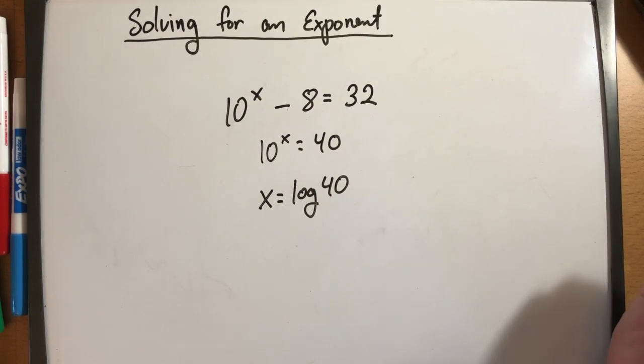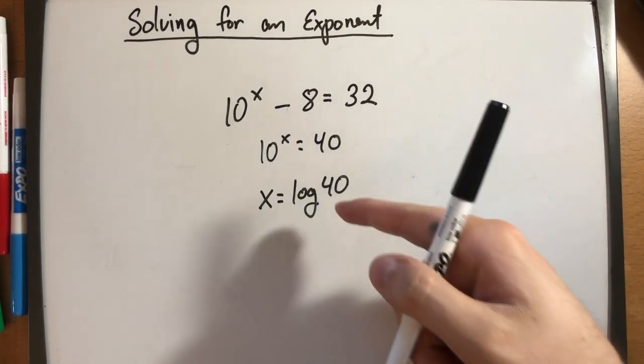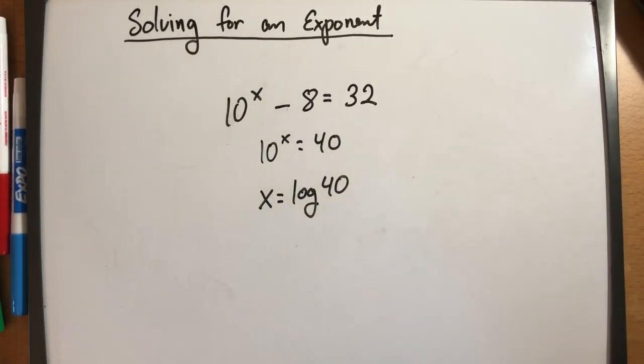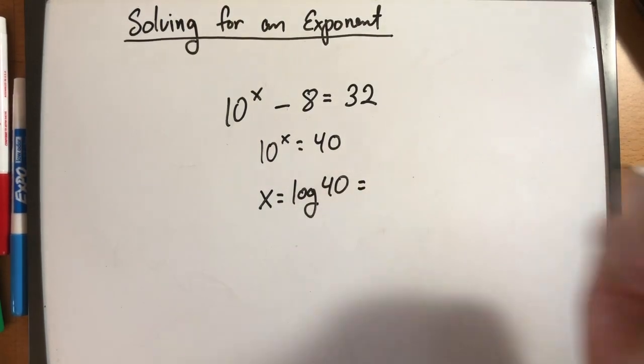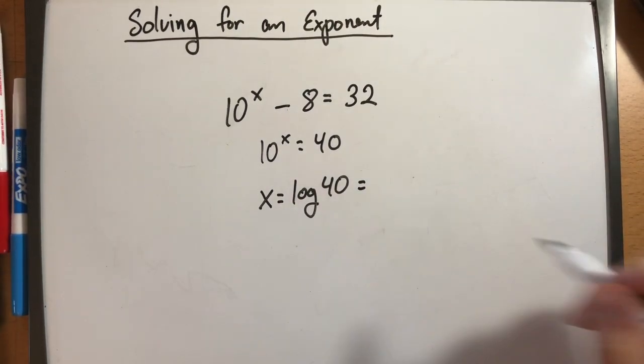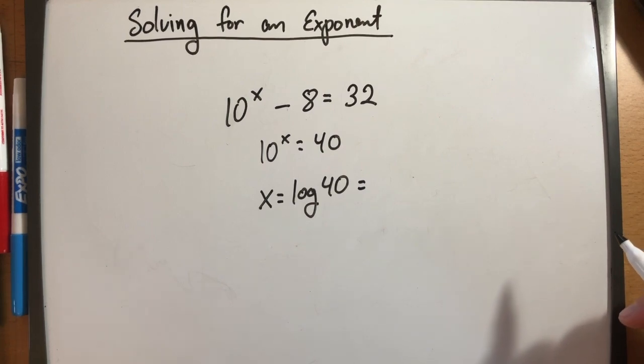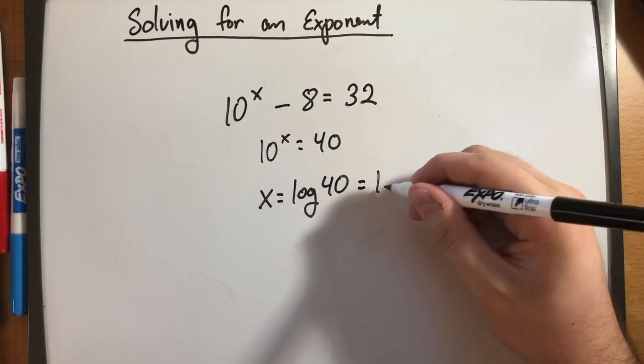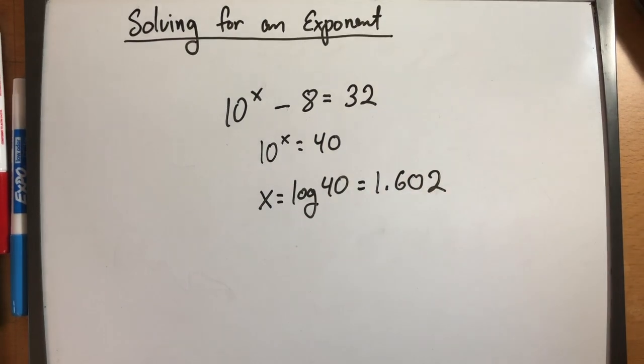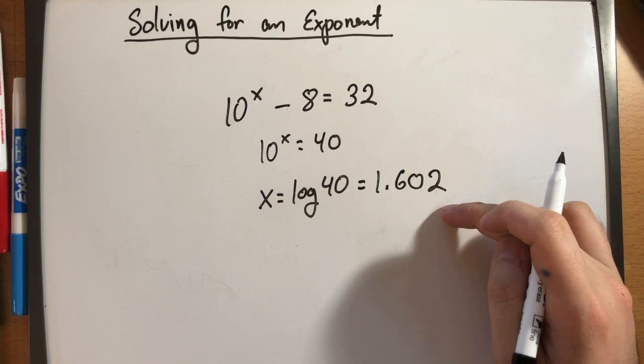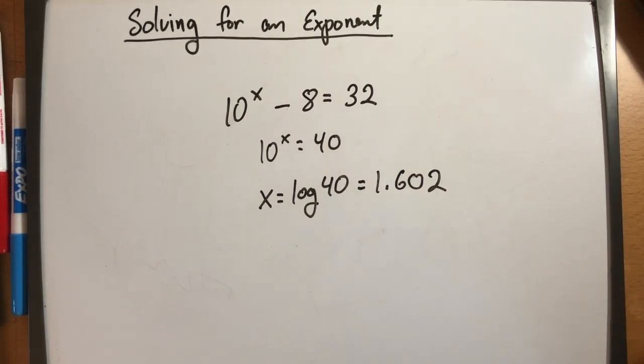Now again, I didn't write base 10 because that's common log. You don't need to write the base if it's base 10. This here is the answer. And notice I don't need to do change of base because I can actually just do this on my calculator. So if I were to do log 40, I would get 1.602 as the final answer. So 10 raised to the 1.602 minus 8 is going to be 32. And that is the exponent.